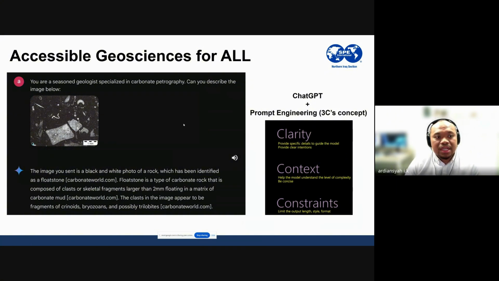And looking at the other side, it also makes geoscience accessible for everyone, right? For example, here I have this thin section. After you fine tune it with some prompt engineering, you can get the results of your thin section analysis. For example, this kind of description of floatstone and skeletal fragments can only be done by experts, right? Now with all this technology, you can just use it with small tweaks and get the information that you need. So again, it makes the domain very accessible to everyone.